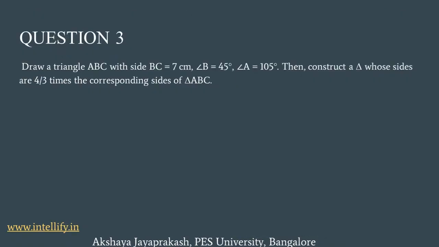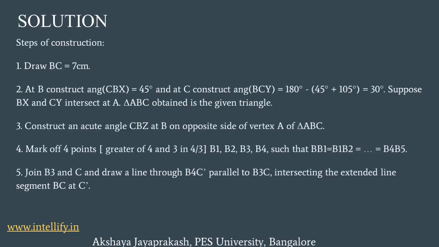Question 3. Draw a triangle ABC with side BC equal to 7 cm, angle B equal to 45°, angle A equal to 105°. Then construct a triangle whose sides are 4 by 3 times the corresponding sides of triangle ABC. Let's start off by drawing the line segment BC equal to 7 cm. It's given that the angle at B is 45° and the angle at A is 105°. So since the sum of angles of a triangle is 180°, the angle at C can be found as 180 minus of 45 plus 105, which gives us 30°.